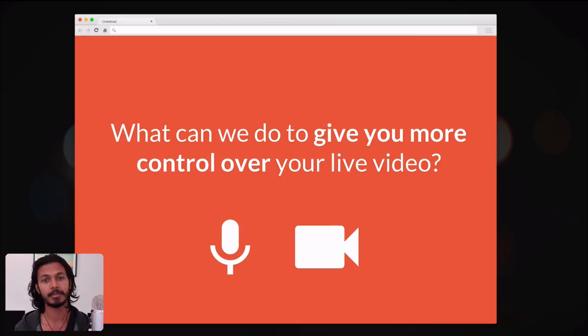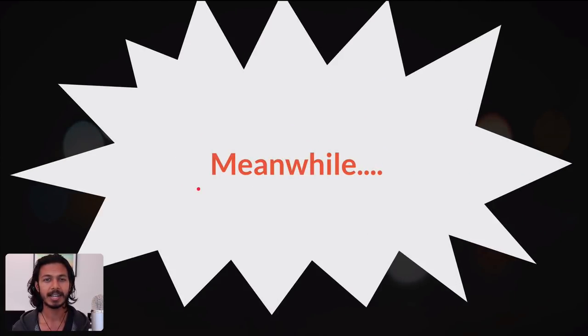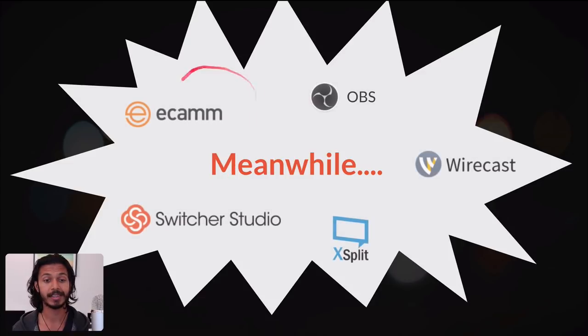While we've been thinking about this, we noticed that there has been an explosion of live streaming software. This is software that connects directly into your hardware to control that live video feed, and that software can stream out to places like Facebook and Twitter. So, for example, things like Ecamm Live, OBS, Wirecast, Xsplit, Switcher Studios.